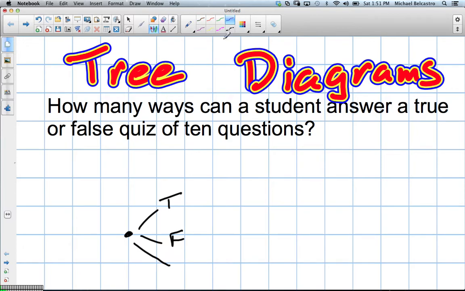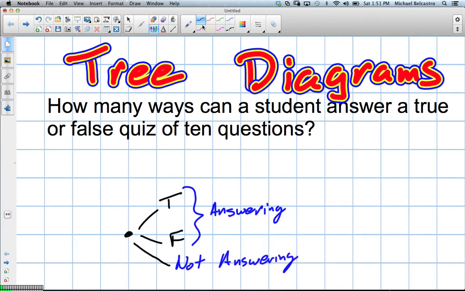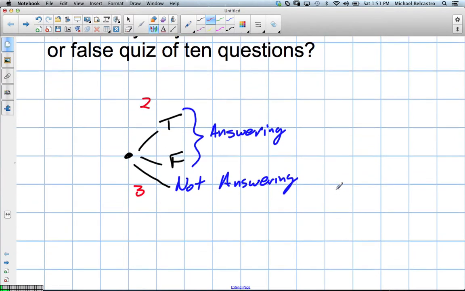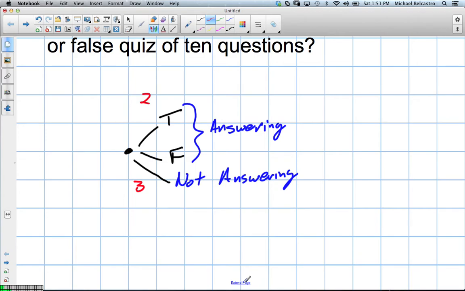Do you happen to know? Think of it like this. These two consist of answering. What would the other option be? Not answering. Okay, so it's debatable, and I'm not sure where your book's going with this, whether this is two options per leaf of the tree, you could say, or per branch, or it's three options. So what we'll do is we'll kind of solve using both and see what the differences are.